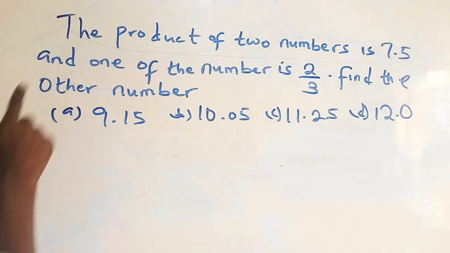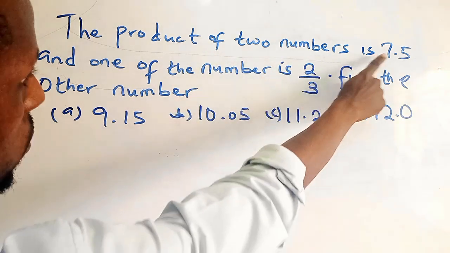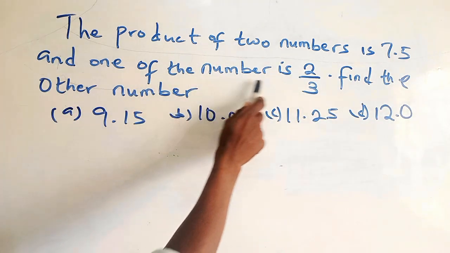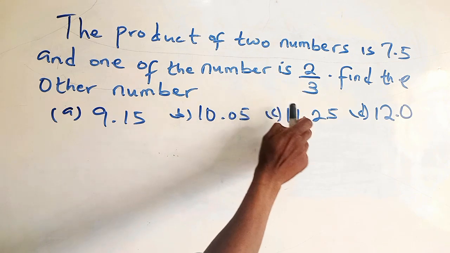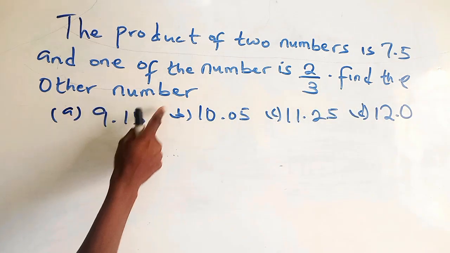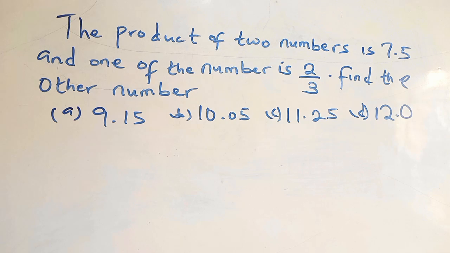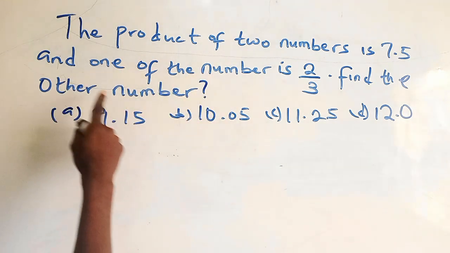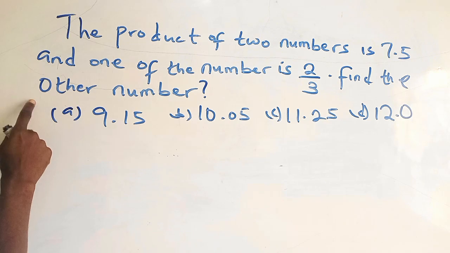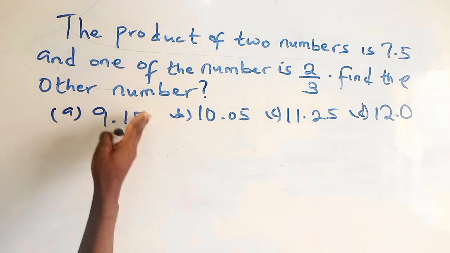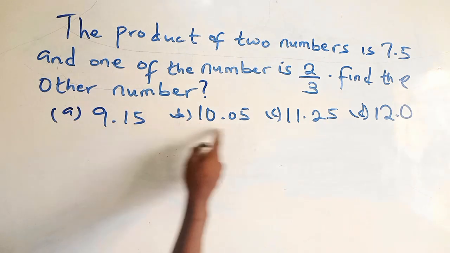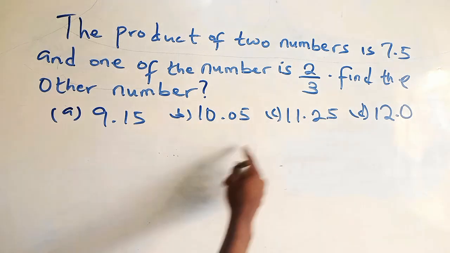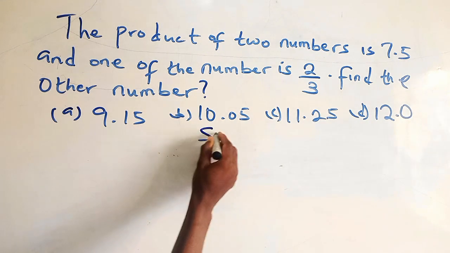The question says the product of two numbers is 7.5 and one of the numbers is 2 over 3. Find the other number. When we look at a question like this, it's a word problem, so we have to interpret this and solve it. It comes with 4 alternatives, so we have to pick the right answer out of the 4. So how do we go about this solution?